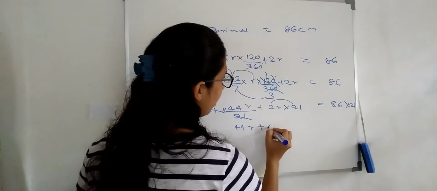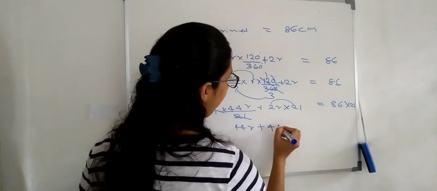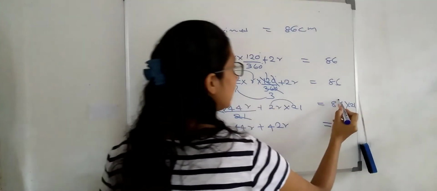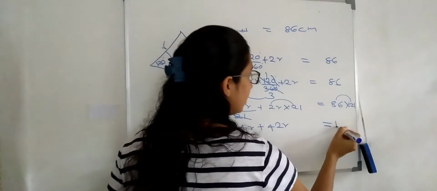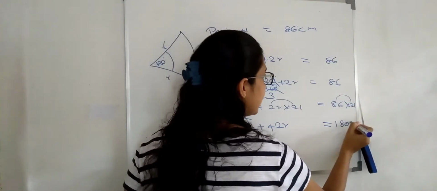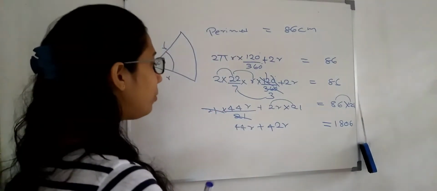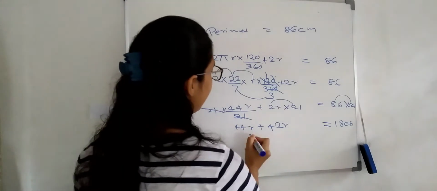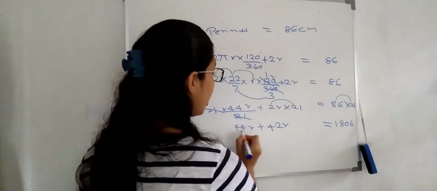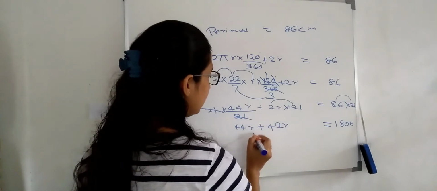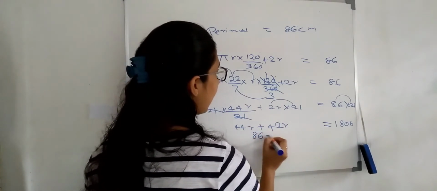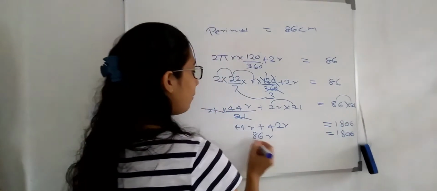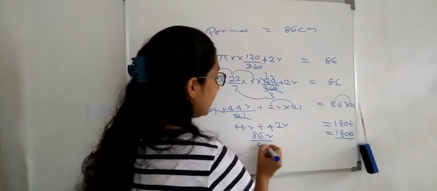So 42r equal 86 into 21, 1806. Okay, now we want to find the value for r. Now we can add these two terms together. 42r plus 44r is 86r equal 1806. Now we can divide both sides by 86.